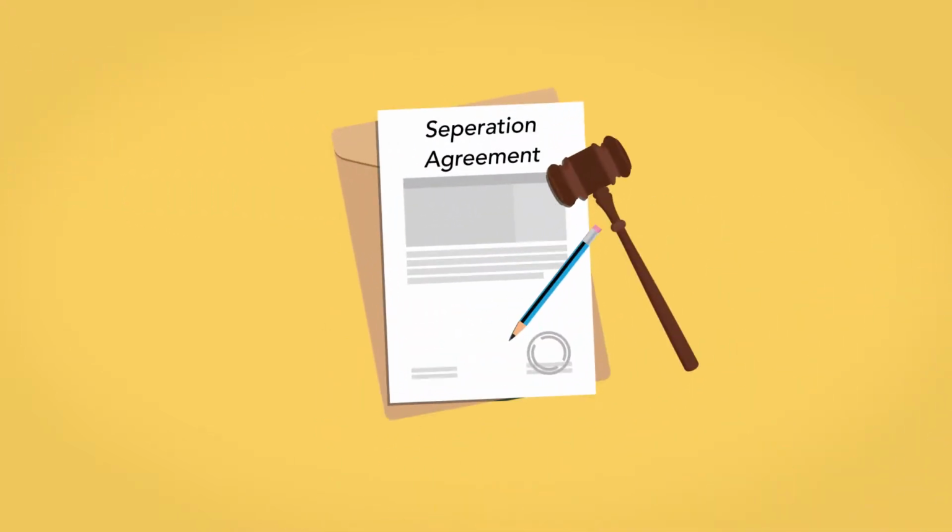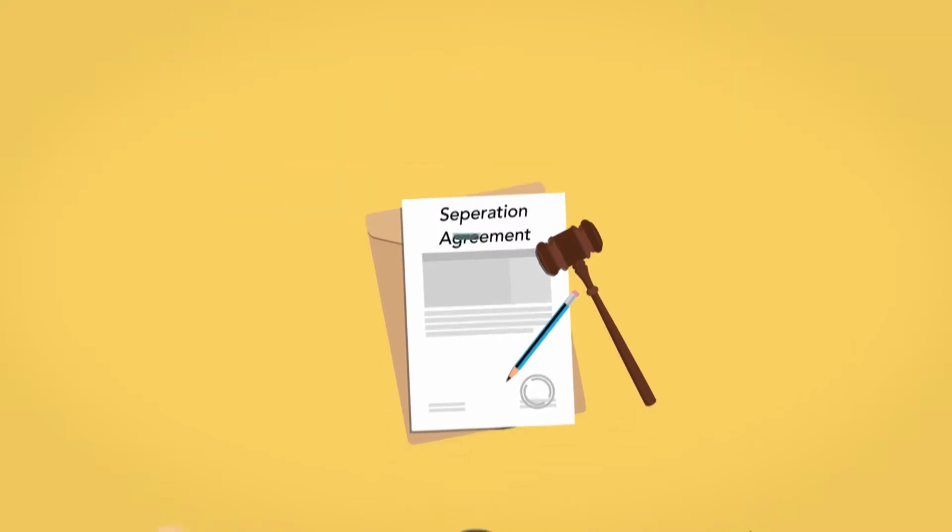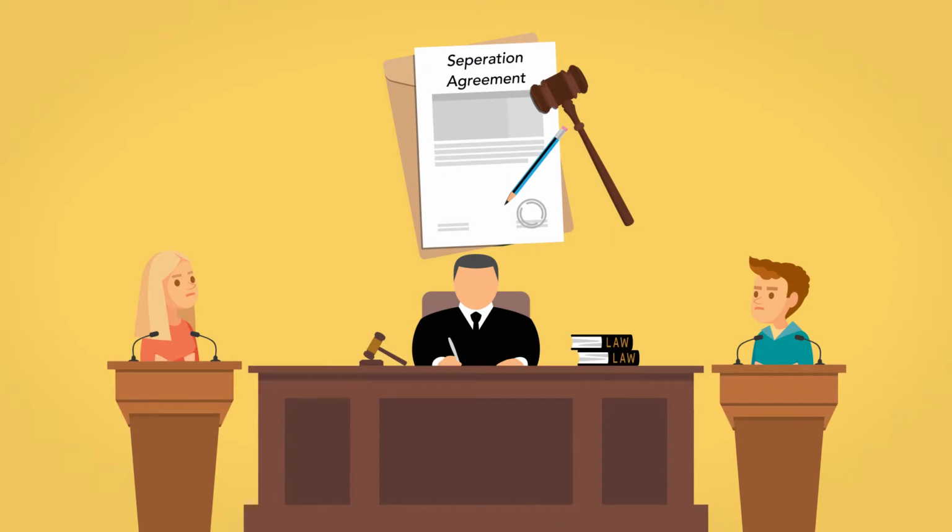Court decisions and separation agreements sometimes include cost of living adjustments or other payment adjustments keyed to definitive workplace changes, like retirement, that will automatically kick in when certain conditions are met. This saves the parties from having to go back to court when these circumstances change.